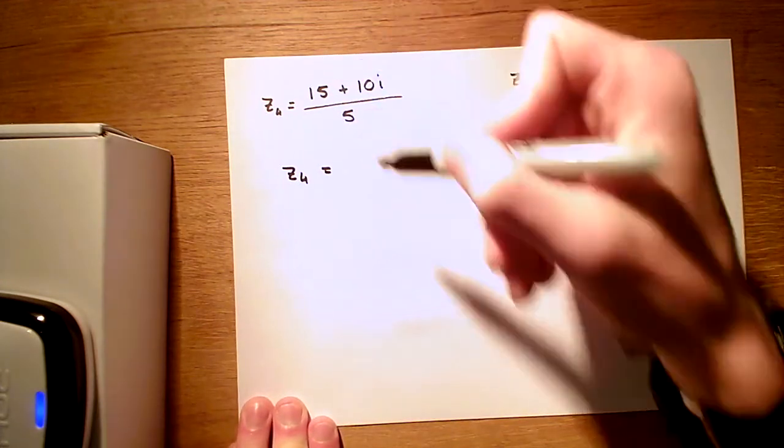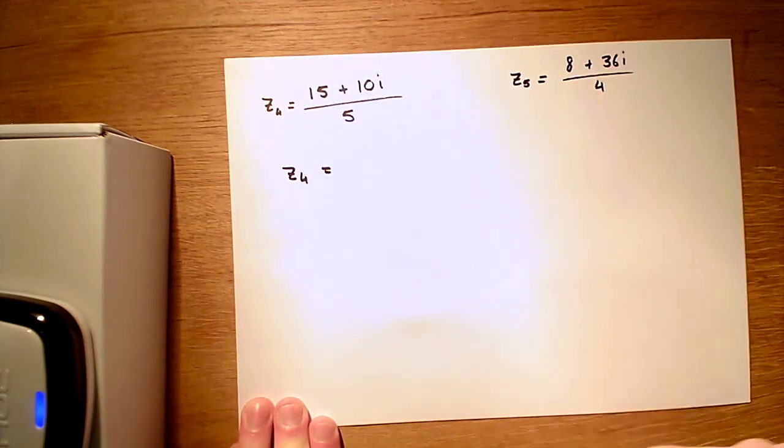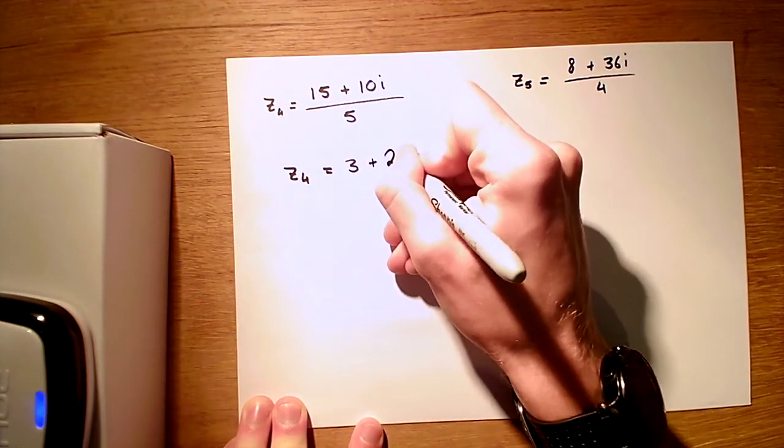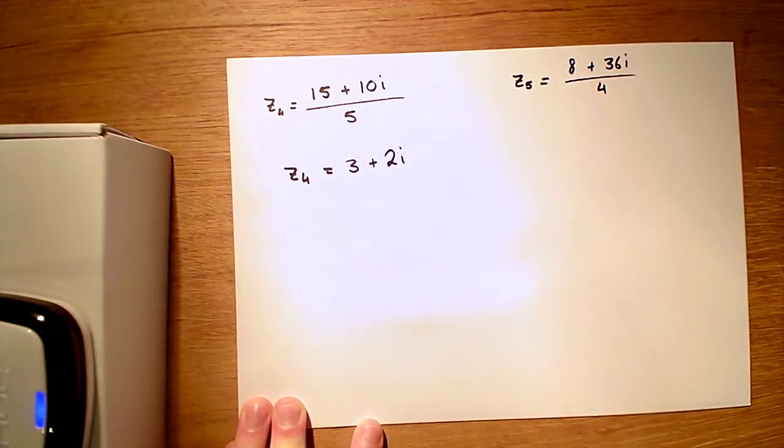So how many times will 5 go into 15? Well, 5 goes into 15 3 times. How many times will 5 go into 10i? Or another way we could think about it is, what would I need to multiply 5 by to give me 10i? Well, 5 goes into 10i 2i times. And that is our simplified answer. That's our solution to the division of a complex number by a real number. Again, I would encourage you to pause the video and attempt Z5 here on the right hand side.